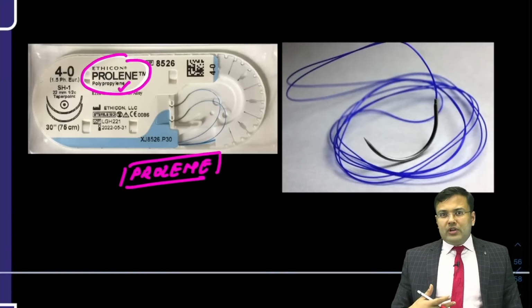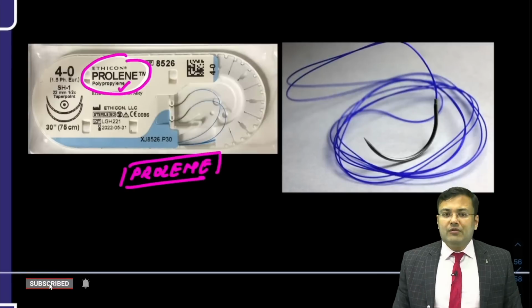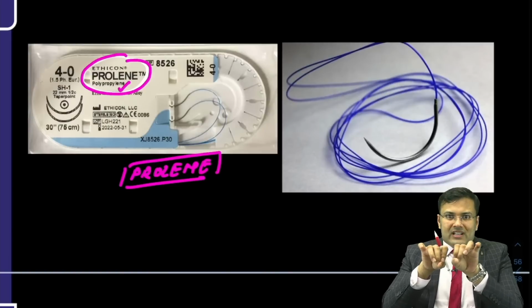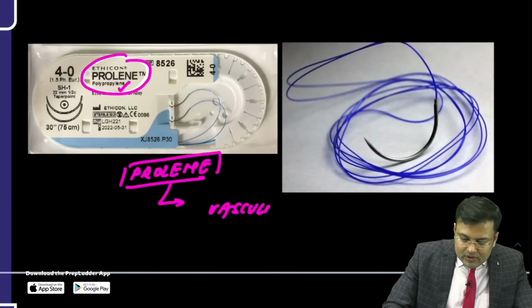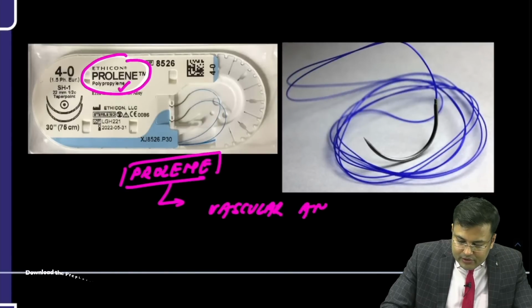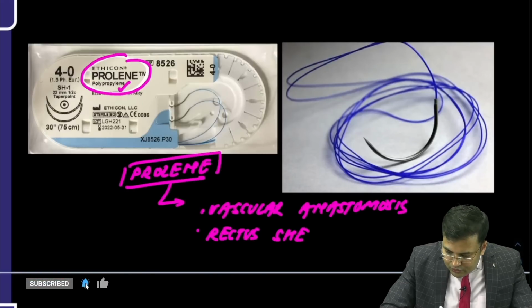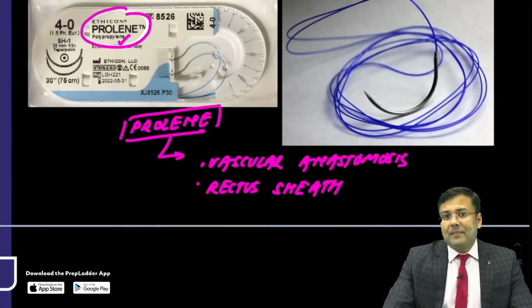Whenever you go to the OT, you will see that when we perform laparotomy, for suturing of rectus sheath, we are using what? Proline. And second, for vascular anastomosis, it should be watertight, so we are using proline. So proline is non-absorbable, used for vascular anastomosis and used for suturing rectus sheath. These are important sutures which are asked in exam.